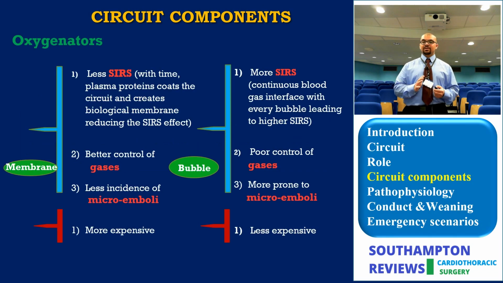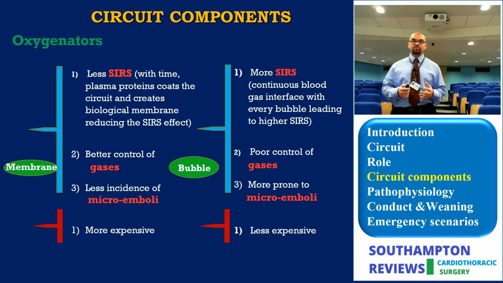Okay, this is the venous cannulation. Now going to the oxygenators, there are two types of oxygenator. One of them is mainly historical now. It's rarely used or not used at all. It is the bubble oxygenator. The oxygenator which is most commonly used today is the membrane oxygenator.